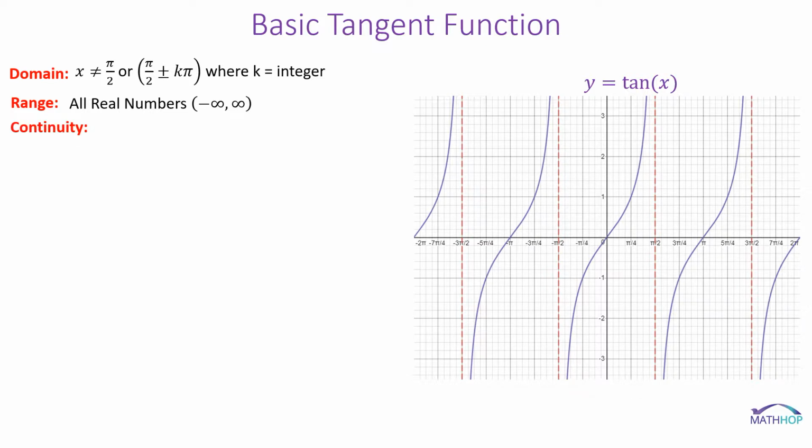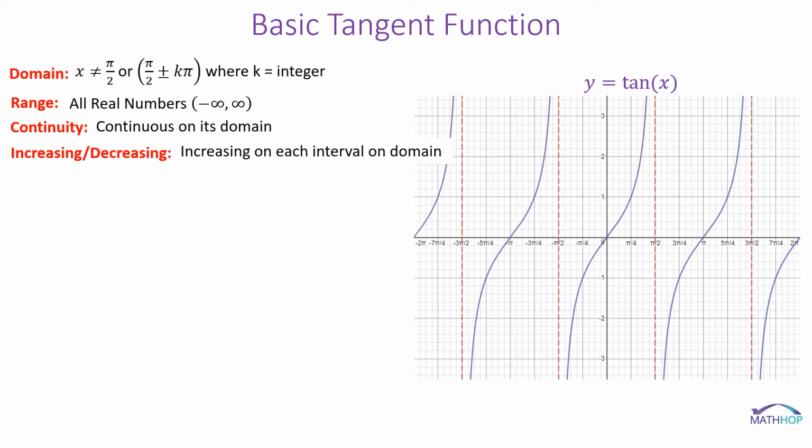Let's talk about continuity. We know that the domain is not all real numbers. We know that there are breaks in the graph of tangent of x. When we talk about continuity, we talk about continuous on its domain. And if we look on the domain of tangent of x, so in between the vertical asymptotes, yes, it is continuous on its domain. It is also increasing on each interval in its domain. So we say that it is continuous and increasing on each interval on the domain.